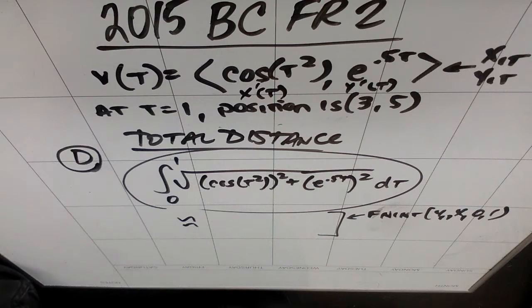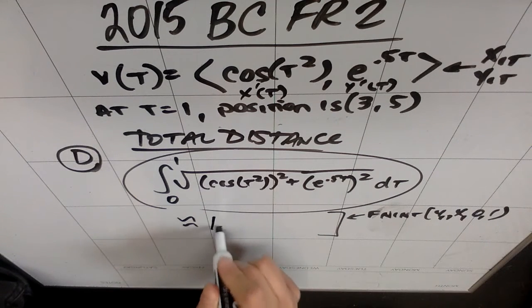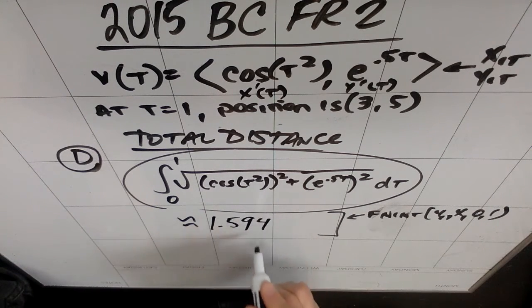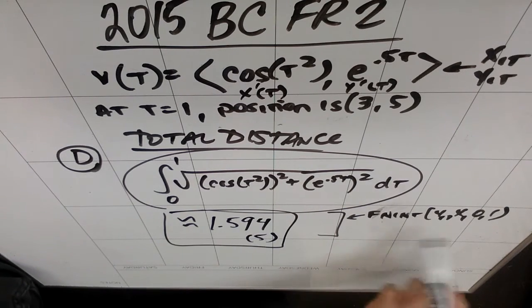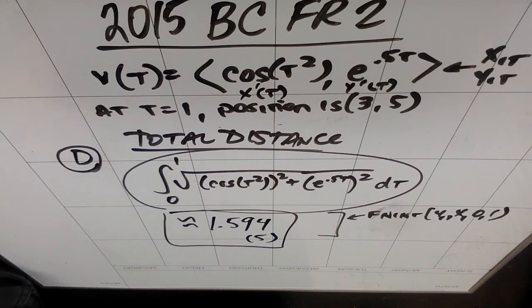And we get a right answer. So that's what we need. 1.594 or 5, depending on whether you round or truncate. And again, the AP is not going to care about this, but you need to be able to do it. So, cool.